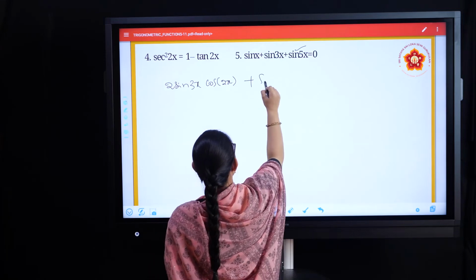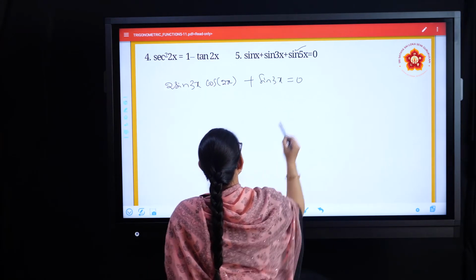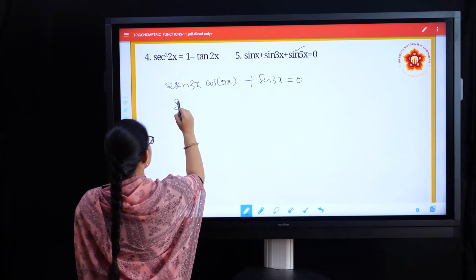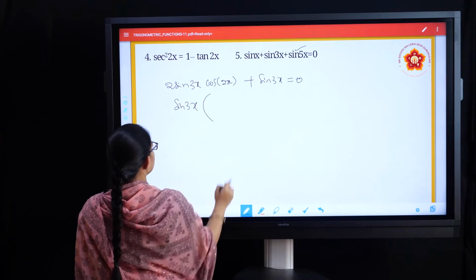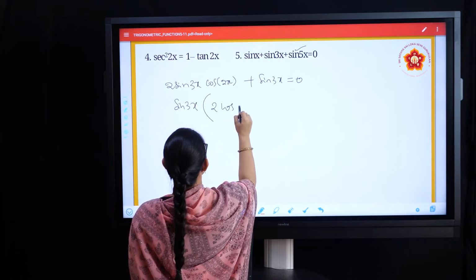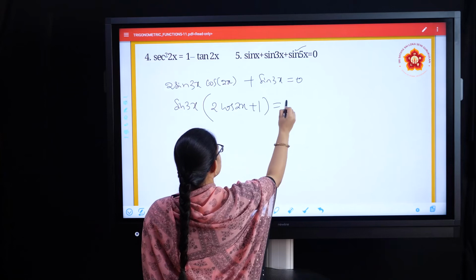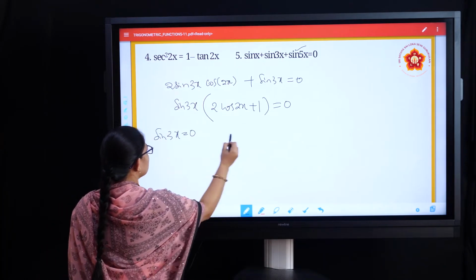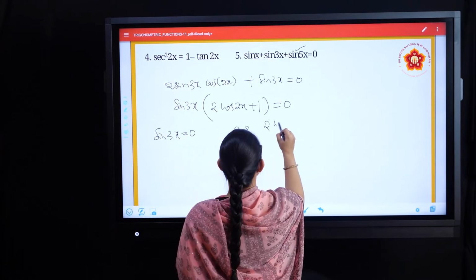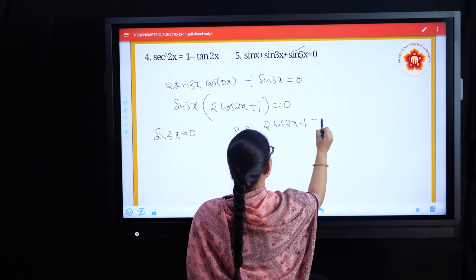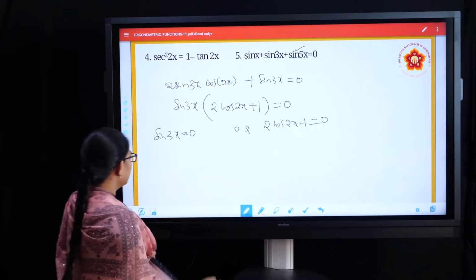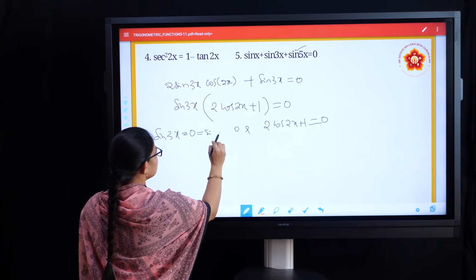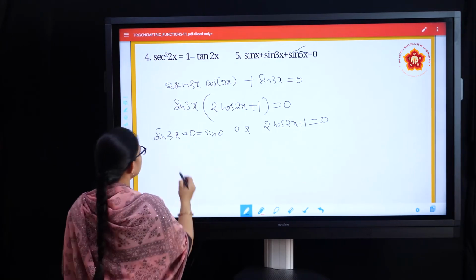Plus what is remaining? Sin 3x, which is equal to 0. Now we have sin 3x common, take it out. So 2 cos 2x plus 1 is equal to 0. So either sin 3x is equal to 0 or 2 cos 2x plus 1 should be equal to 0. So we have here sin 3x is equal to 0. 0 can be written as sin 0.